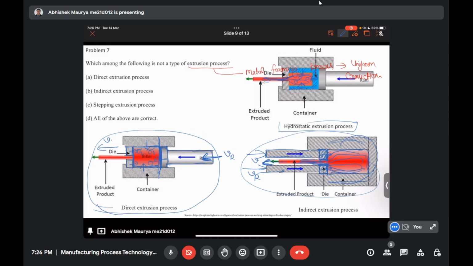So let's start looking at the options of the problem. Which of the following is not a type of extrusion process? Yes, direct extrusion is there, indirect extrusion is also there. Stepping extrusion is not any kind of extrusion process. So the correct answer for this question will be C. Yes, C is the correct answer. Still, if any of you have a doubt, please let me know, or we shall move to the next problem.